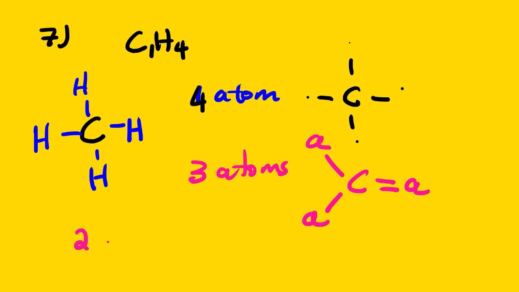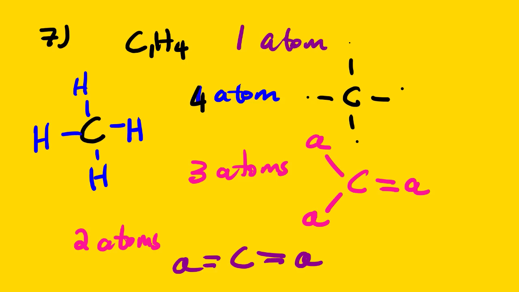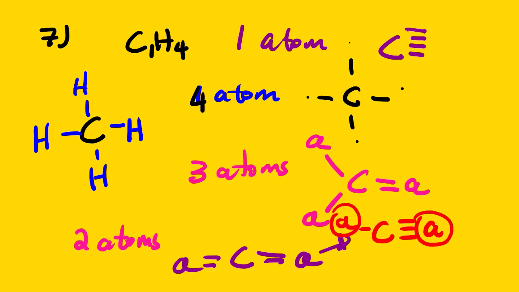Then if it bonds with only 2 atoms, you should know that we are going to have double bond both sides. Then if it bonds with only 1 atom, you should know that it will have a triple bond. And also this can go another way. It can be like this, triple bond and single bond. It depends on the property of the elements it bonds with.